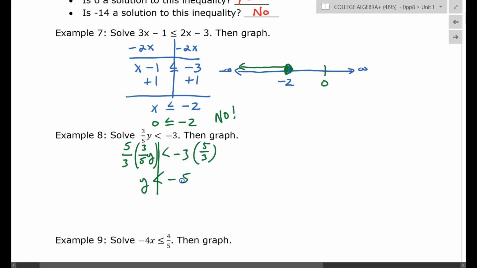This is going to be -5. Now here's the reason why, guys. Okay, do we all agree that this -3 is over 1? So what happens to this 3 and this 3? They cancel out, so you're left with the -5. Okay? So on our number line, there's my -5. Where's my 0? To the right or the left? To the right. Is 0 less than -5? No. So which way am I going to shade? I'm going to shade the other direction.